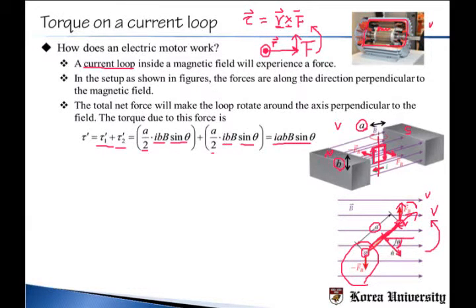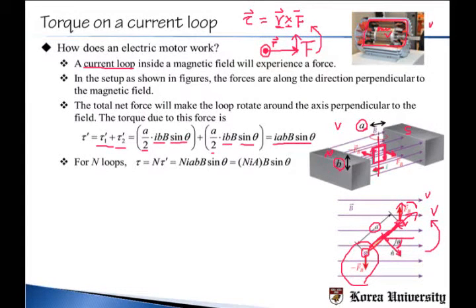Here we thought about only one loop, but as you can see in this example, you will typically use many loops in order to create a large torque, right? So if you have n loops, which means you made n turns, then of course each loop will contribute the same amount of torque. Therefore, finally, you simply have to multiply by n.